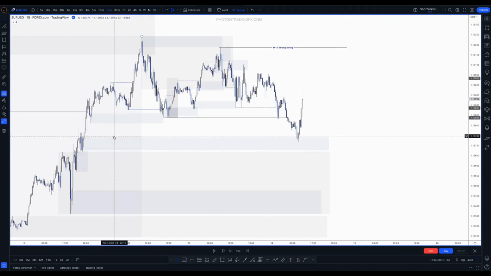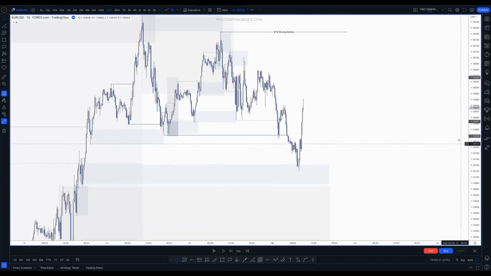So we've literally, see this dotted line, that's the 4-hour EQ. So we pull back to the 4-hour discount. Ideally, we would mitigate 4-hour demand. That would give me a lot more confidence to want to get involved. But I know that we don't have to, especially when it's that first initial trend change. Momentum can be quite strong.